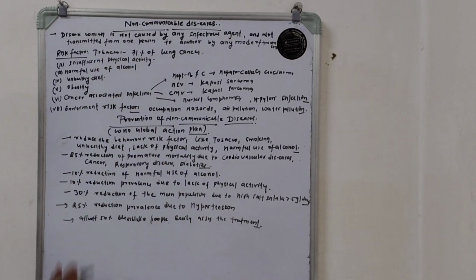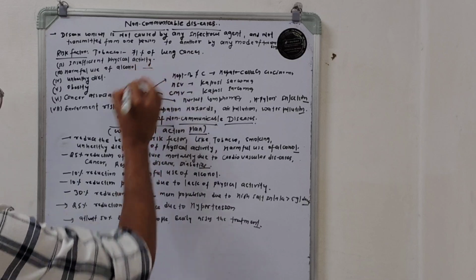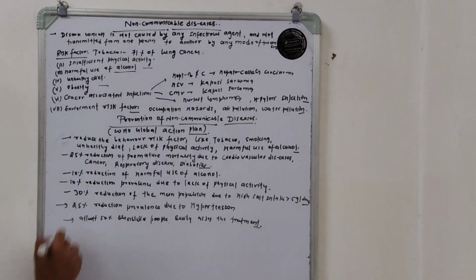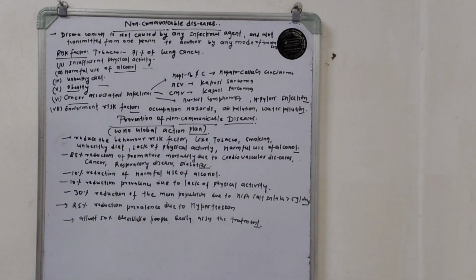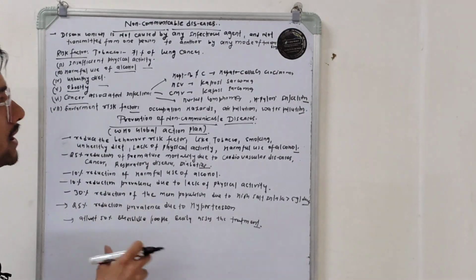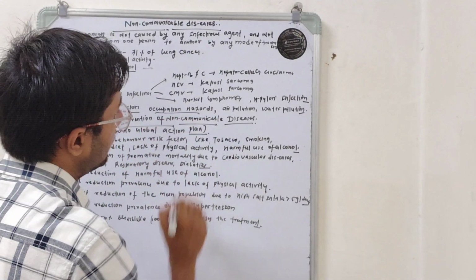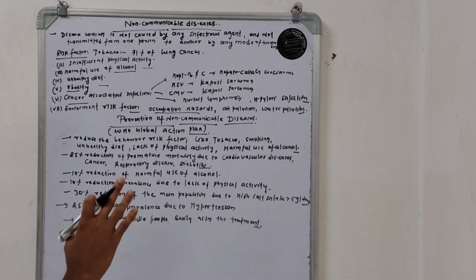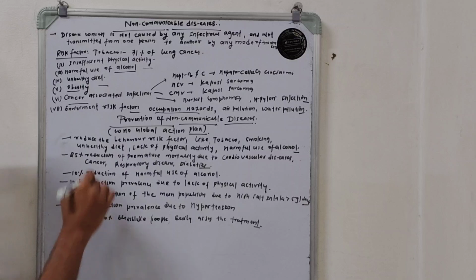Okay, so what are the different risk factors? I already discussed that tobacco contributes to lung cancer, along with insufficient physical activity, harmful use of alcohol, unhealthy diets, obesity, cancer-associated infections like hepatitis B virus, C virus, HIV, cytomegalovirus, Burkitt lymphoma, and environmental factors like occupational hazard, air pollution, water pollution. So these are all the risk factors for the development of non-communicable disease.